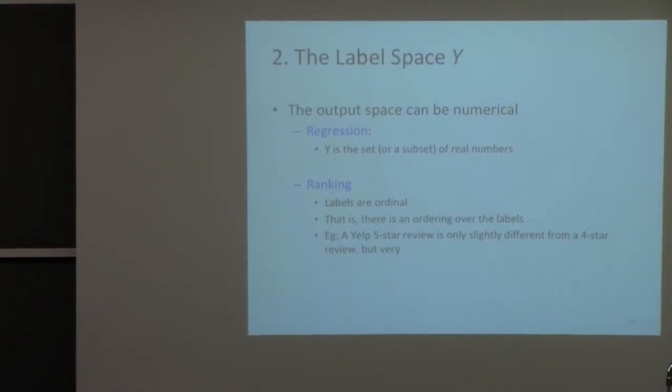Regression is when y is a set or subset of real numbers. Ranking is when the labels are ordinal, meaning labels have an ordering within them. In Yelp, for example, a 5-star label is only slightly different from a 4-star label compared to a 1-star, meaning there's a natural order among the labels. There are only 5 labels, so it is like multi-class, but there's an order. And the fact that your output is ordinal can be used by learning algorithms.